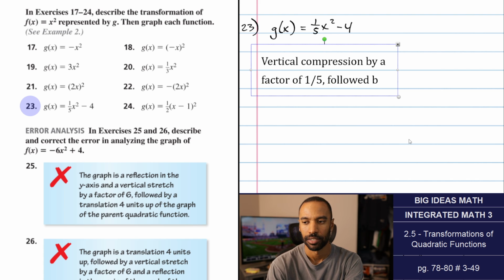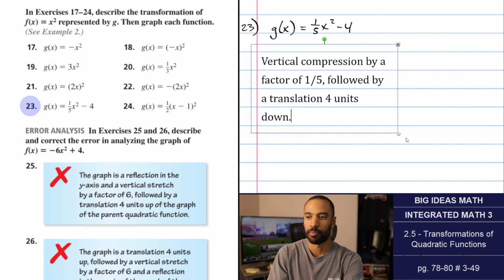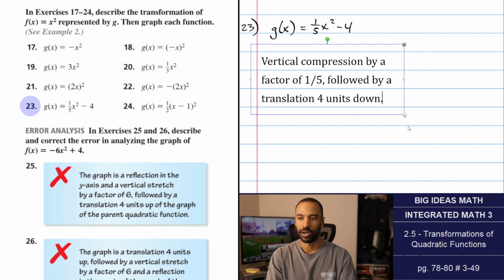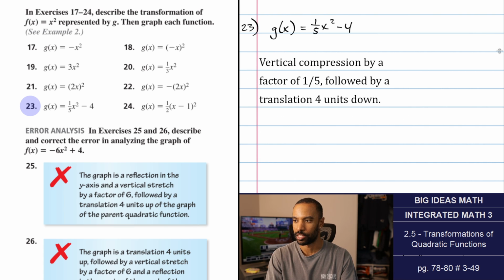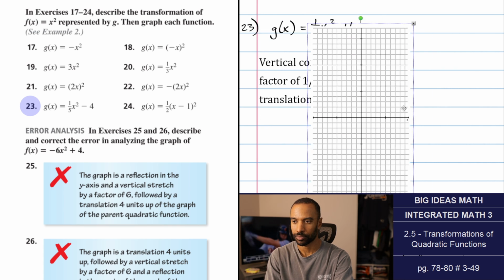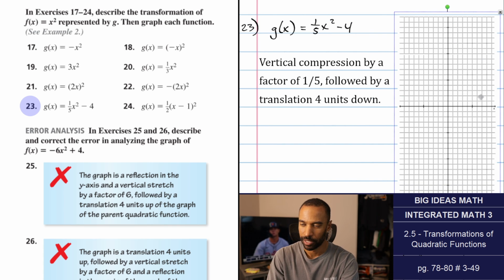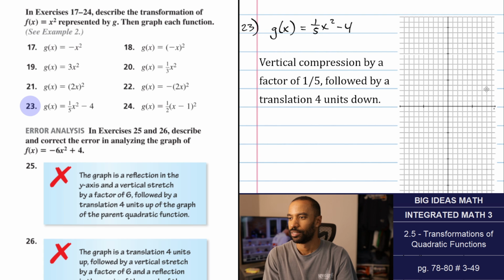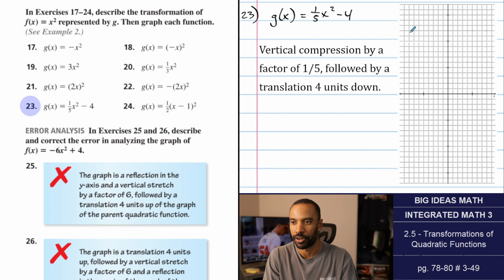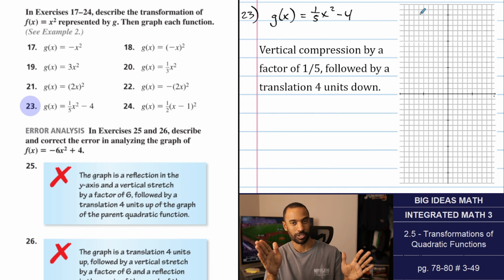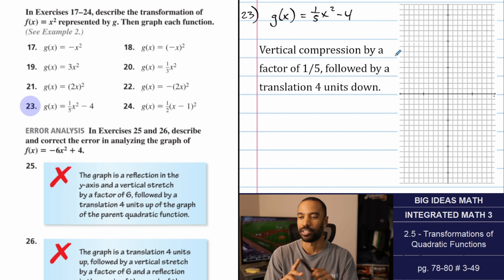Followed by a translation 4 units down. Keep in mind the translation 4 units down happens afterward, and that is indeed a k value because it's outside of the function. It's not inside the parentheses or anything like that. So this one I got a graph for myself. I'll be honest, I don't know if I need the tall graph for it. But you know what? I'm going to be able to fit actually quite a bit here. I'm going to get that 10 out on this one. I definitely will here.